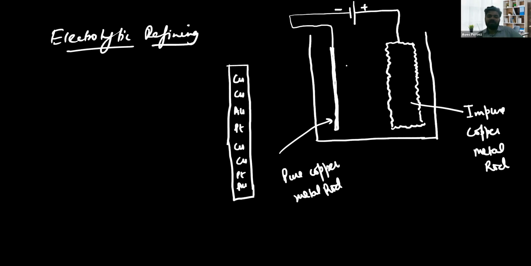Now, just assume that this is the impure one, and it is going to have copper atoms, copper atoms, copper atoms, and then a gold atom, then a platinum atom, then a copper atom, and then a copper atom. Got it?